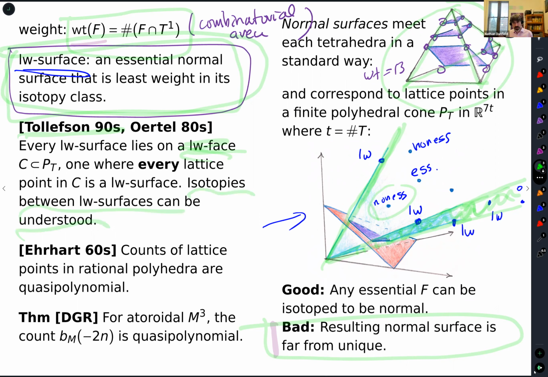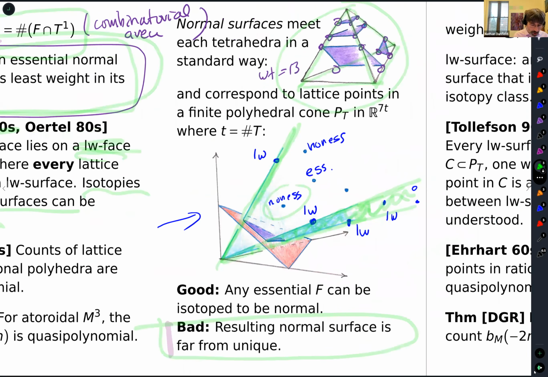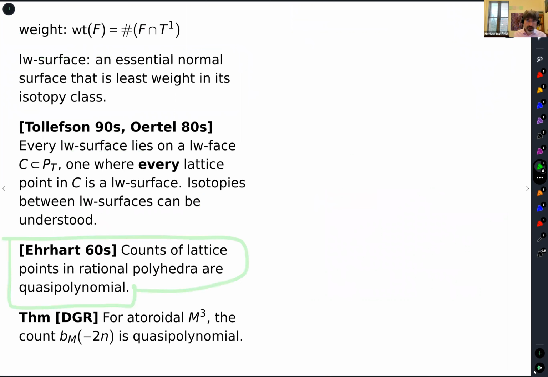Isotopies between these surfaces can be understood, though I'm not going to get into that. But we've turned the problem of counting essential surfaces into counting lattice points in certain faces of this polyhedral cone. And that is exactly where these quasi-polynomials first showed up in mathematics. The work of Ehrhart in the 1960s showed that when you start counting lattice points in polyhedral cones like this, the result is a quasi-polynomial.